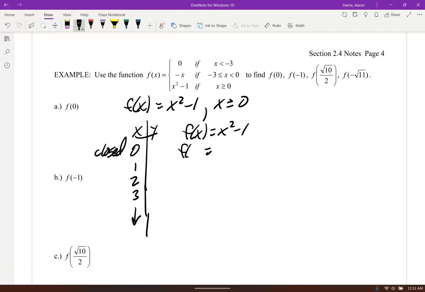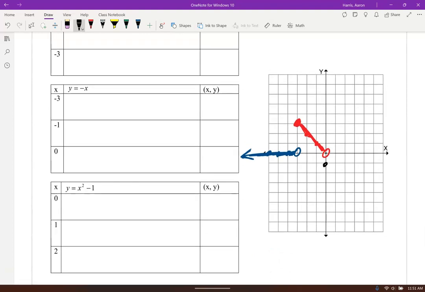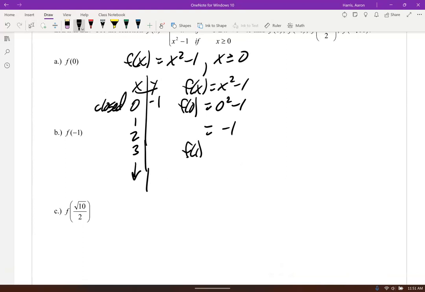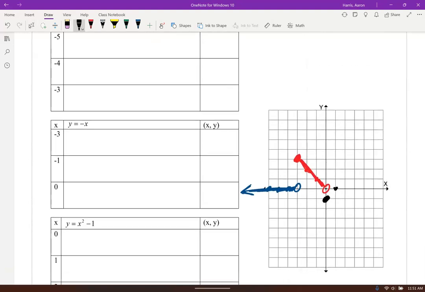Throw the 0 in. 0 squared minus 1. 0 minus 1 is -1. Close that. 0, -1 is closed right there. Throw in these other ones. 1, f of 1 would be 1 squared minus 1. Well, 1 minus 1 is 0. Throw in 2, f of 2 is 2 squared minus 1. Well, 4 minus 1 is 3. 3 squared minus 1, 9 minus 1 is 8. So 1, 0, 2, 3, 4, 8.